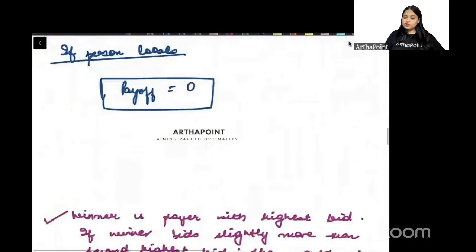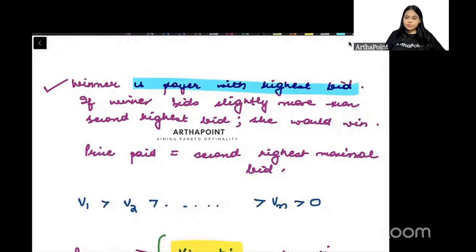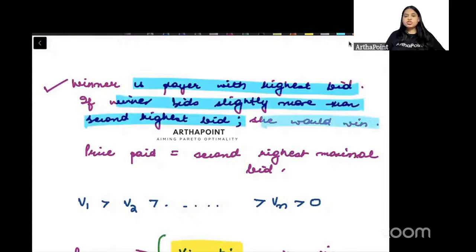Let us try to give it a read, beta. Winner is the player with the highest bid. If the winner bids slightly more than the second highest bid, then she would win. तो भाई बस ये aim करना है कि जो भी second highest bid है, you should be aiming for a bid more than that. है ना बेटा? अगर वो हो रहा है, if that is happening, then you will win. The price paid is equal to the second highest bid. I hope this is clear.